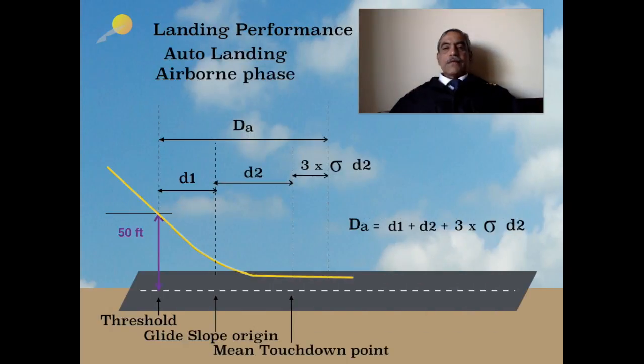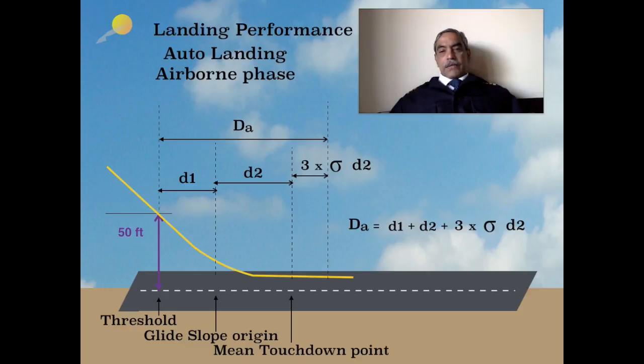Okay, let's get to some tricky portions. That is the landing distance required for auto landing. As I told you earlier, whatever we had defined is for manual landing. That is a very simple, straightforward case. But for auto landing, the landing phase is divided into two portions. That is the airborne portion and the land portion. Now, the airborne portion is what we are going to discuss first.